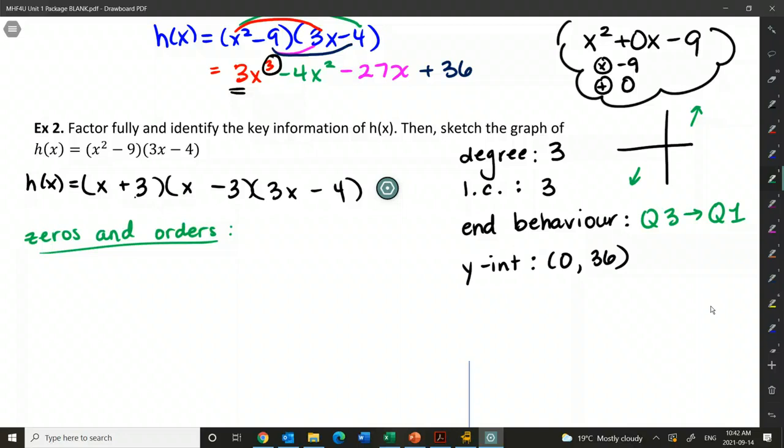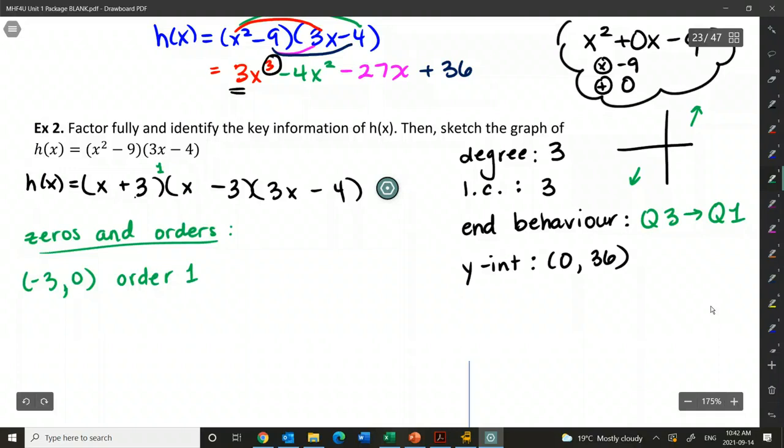Oscar gave me 1, 1, 0, 0, negative 3, 0. What's the order on this? That would be 1. Okay. Order 1, and that is because there's an exponent of 1 on this bracket here. So remember, I'm getting negative 3 from this bracket, actually, because I switched the sign. And I'm getting the order from the exponent on that bracket, which is 1.